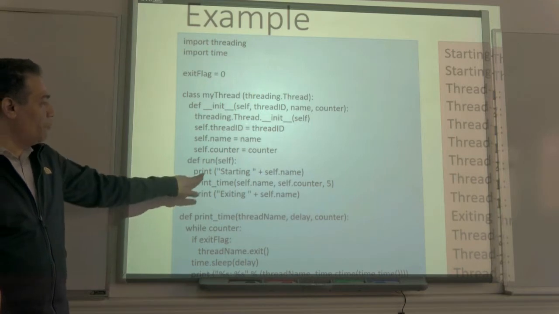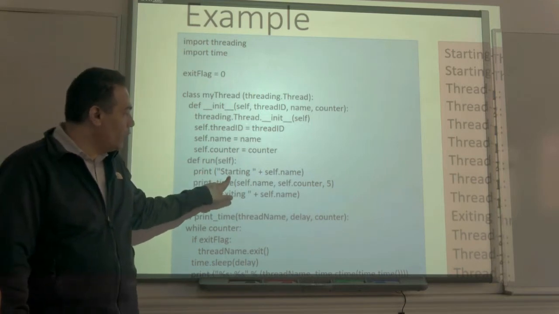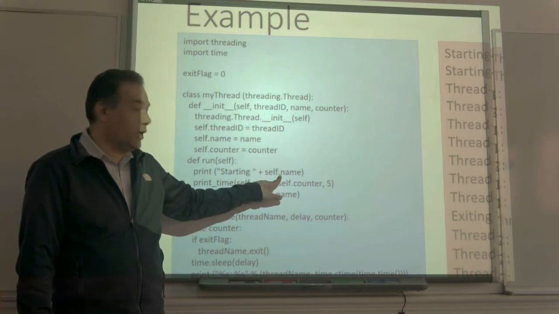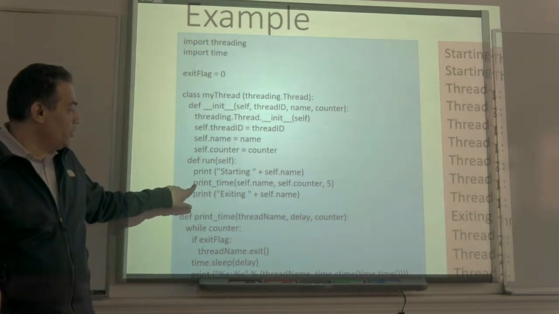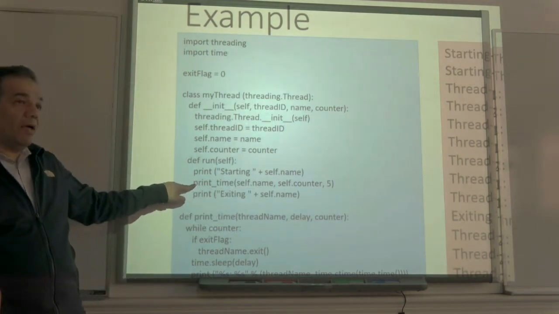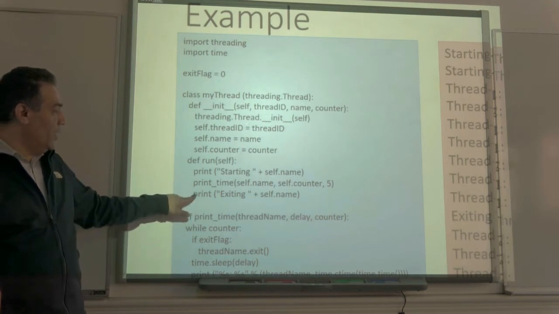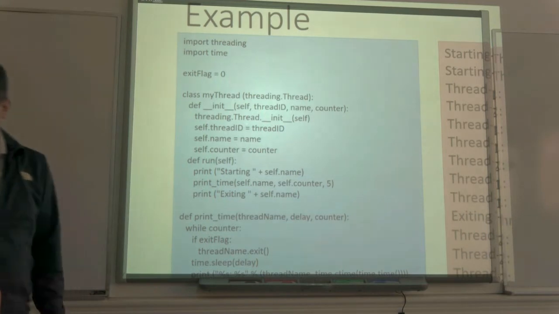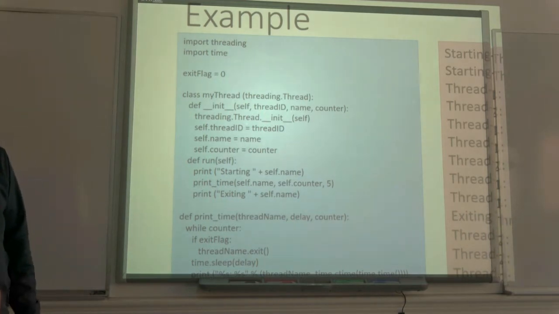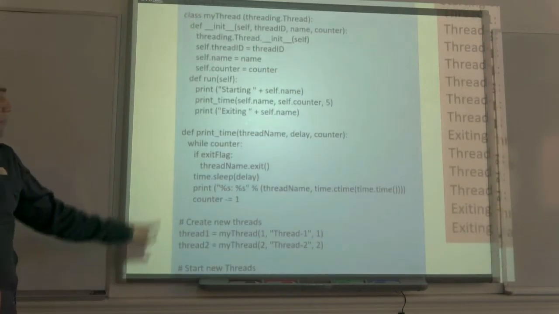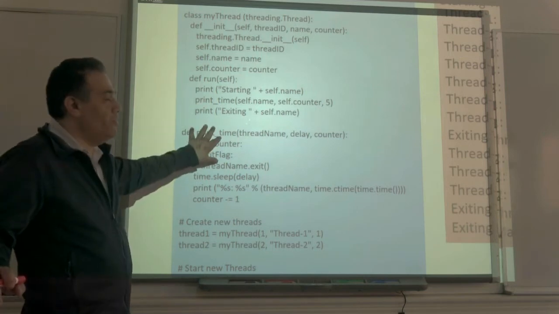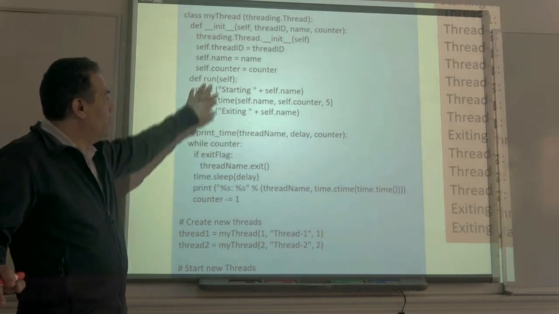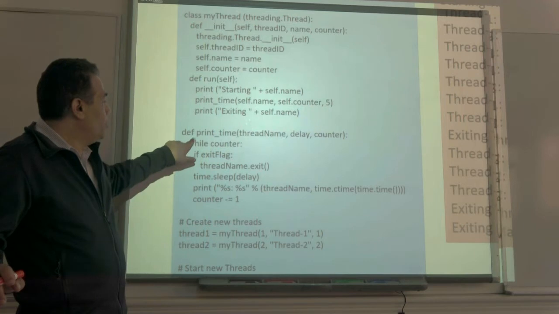So what I did: print, starting the name, then print time. What is print time? A method, which I define and then call, and then print exiting the module. I have one method inside the class, which is print time.